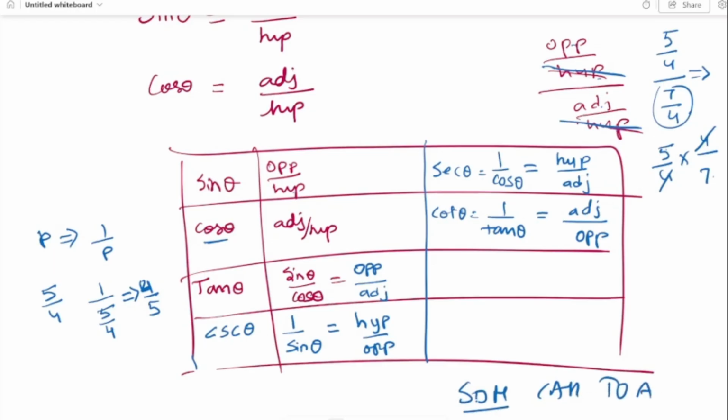SOHCAHTOA is: sine is opposite over hypotenuse, cos is adjacent over hypotenuse, tan is opposite over adjacent. But I would spend some time and just memorize this, because going back to SOHCAHTOA, you have to put the entire thing in a phrase and decipher what is S, what is O, what is H.